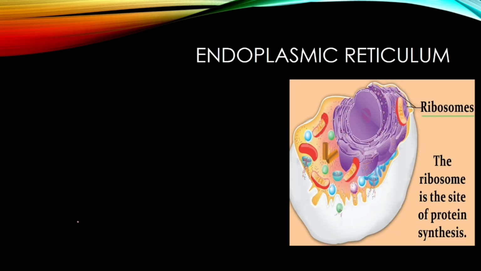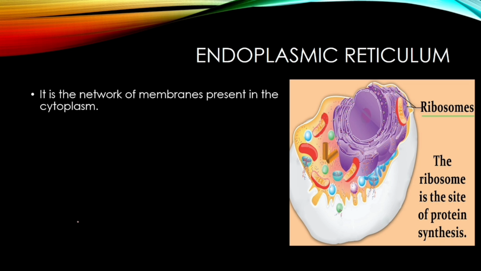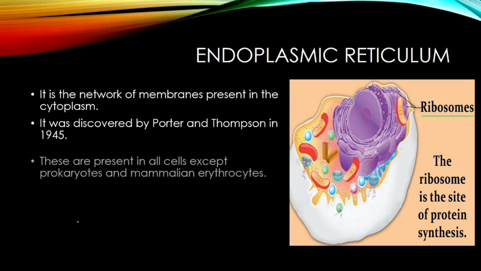Next one, endoplasmic reticulum. Endoplasmic reticulum is a kind of framework around the nucleus. It is a network of membranes present in the cytoplasm. It was discovered by Porter and Thomson. Generally in ICC, the scientists are not asked, but for Olympiads and all, you must be aware about these terms and these scientists. So Porter and Thomson in 45 discovered endoplasmic reticulum.